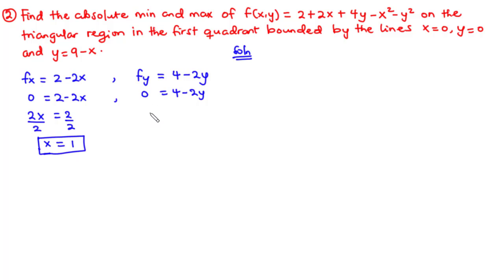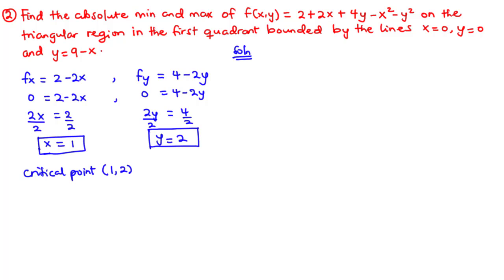Again, for fy, we transpose negative 2y to the left hand side. We have 2y equals 4. We divide through by 2, and then we have y equals 2. So this is the value of y. Therefore, we have the critical point (1, 2). Now we need to verify whether or not this critical point is inside of this triangular region.